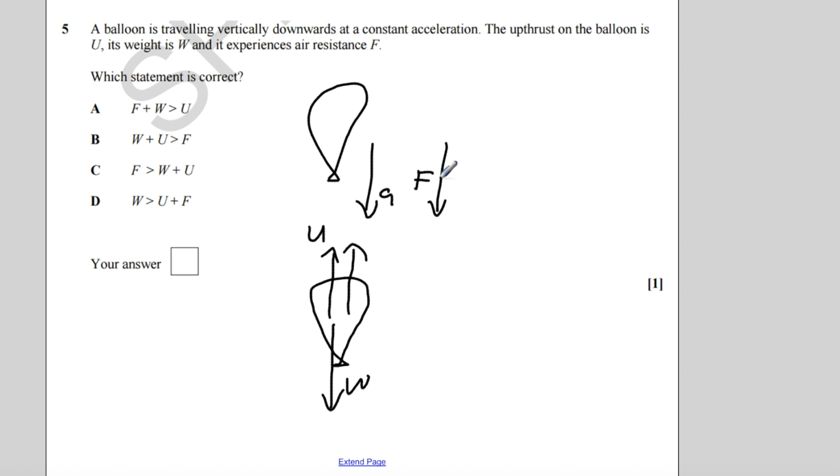So we're looking for an overall downward force, and here the force is the overall downward force, not the air resistance, so just to make that clear. So we need an overall downward force. For that to happen, the weight needs to be greater than the resultant of the upthrust and the air resistance. And that is answer D.